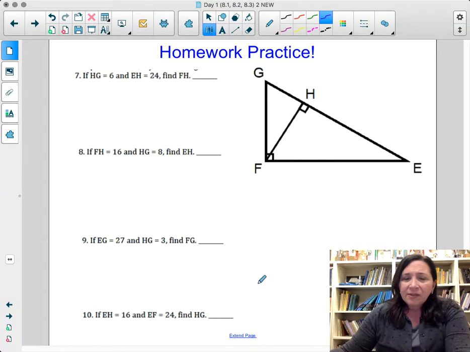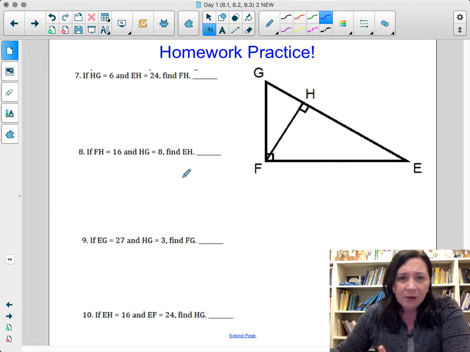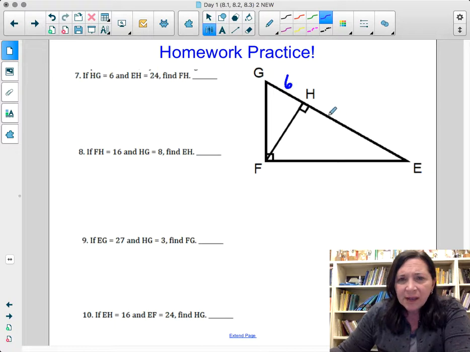So let's practice, okay? This is in your homework packet. These are just some practice problems. This is number 7. So let's put the values in. I would recommend that you use a pencil, because then you can erase on here every time you do this, and you have 4 problems. So HG is 6, so there's 6, and EH is 24. Your job is to find FH.